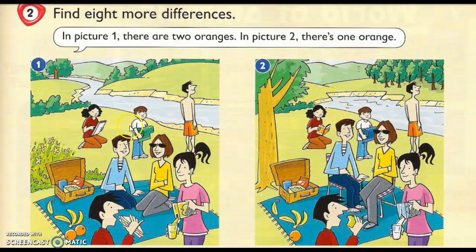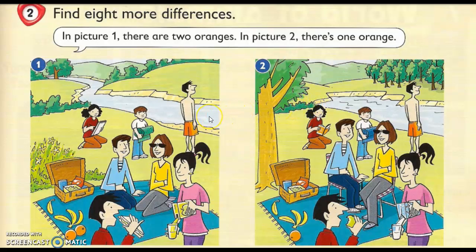In picture 1, the boy has got a green blanket, but in picture 2, the boy has got a blue blanket. In picture 1, there are long bushes, but in picture 2, there are short bushes.